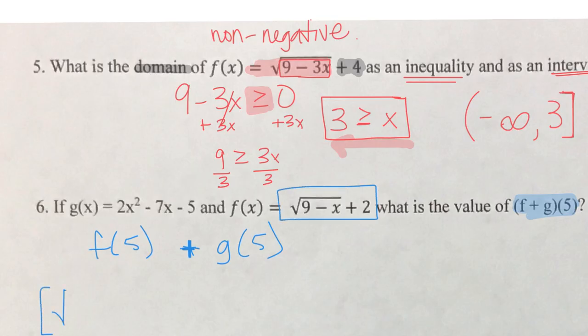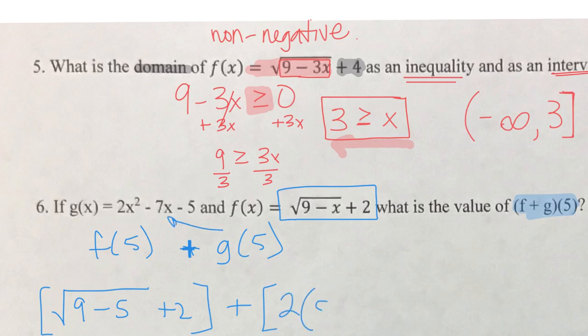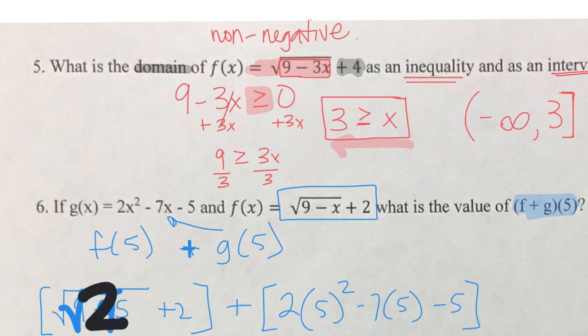Here's your f, the square root of 9 minus 5, plus 2, plus, here's your g, 2 times 5 squared, minus 7 times 5, minus 5. We're going to evaluate each of these separately, one at a time, and then come back with a final solution. So 9 minus 5 is 4. The square root of 4 is 2. So 2 plus 2 is 4. So f of 5 is 4.